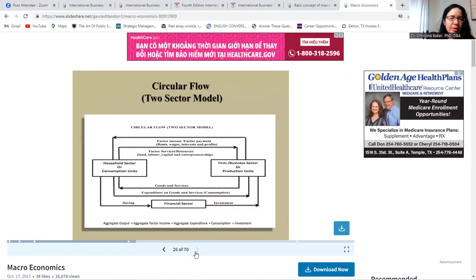Circular flow, two sector model: household sector or consumption units.